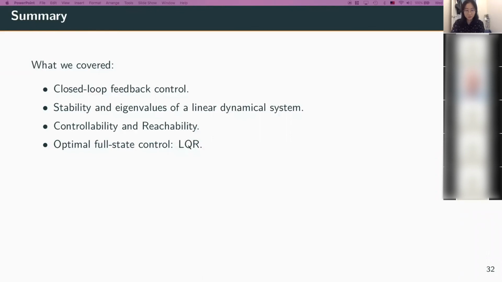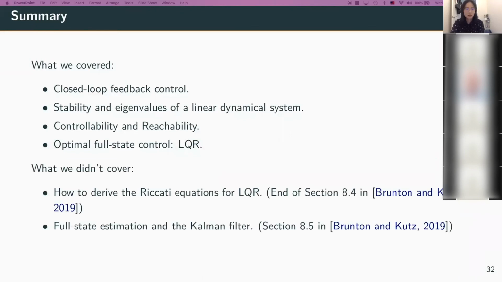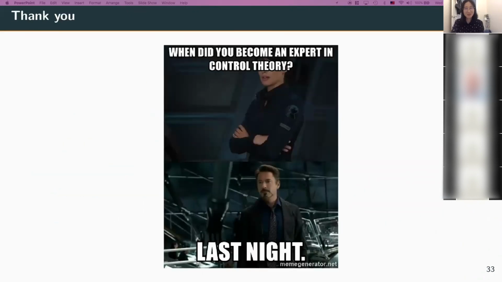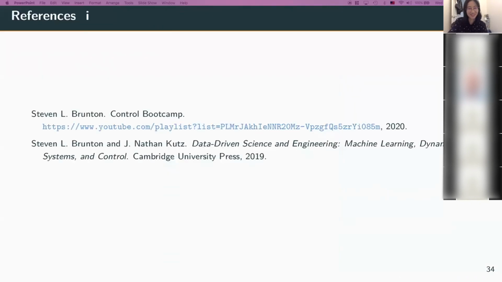dynamical system. What we didn't cover is, I mentioned we didn't derive the Riccati equations for LQR, and I also skipped observability and full state estimation and the Kalman filter. So hopefully Ben will talk about this in the next talk. Right, so hope you enjoyed it, and I guess we'll gather next week. Oh, and also I highly recommend the book and the video series by the same author. They pair very nicely. If you're interested, you can check out both references.